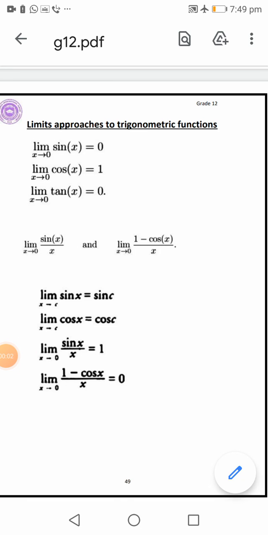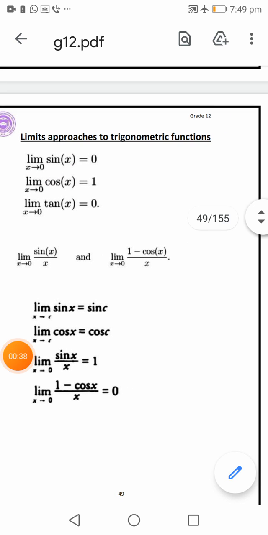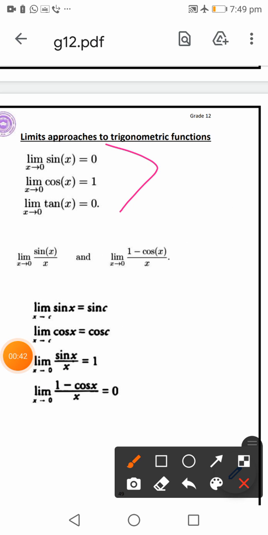Okay, in this video we're going to continue with how we can find limits as x approaches 0 of trigonometric functions. Once you find something like the limit as x approaches 0 of sine x, you should know the answer will be 0. The limit as x approaches 0 of cosine x, you should know the answer will be 1. And the limit as x approaches 0 of tan x, the answer will be 0. So sine x and tan x equal 0, and cosine x equals 1.